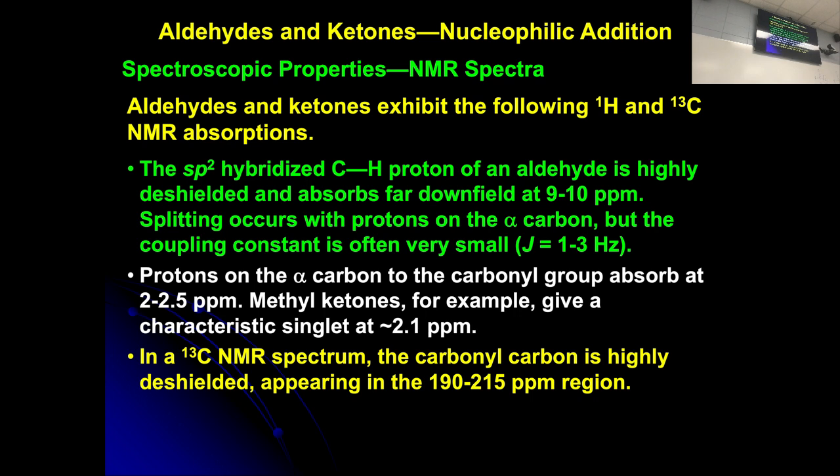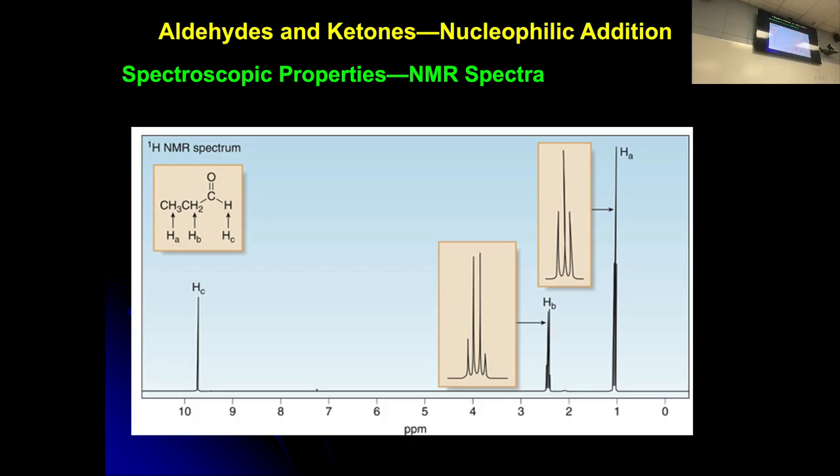Okay? You're going to find that the alpha carbon of a carbonyl is going to be around 2.5. That alpha carbon is the carbon directly attached to the carbonyl. It's not going to be closer to 1 or 0. It's going to be around 2.5. So it's going to kind of be in between that 0 and 5 mark that we think about in the proton NMR, okay? And then we've already talked about the carbon, okay?